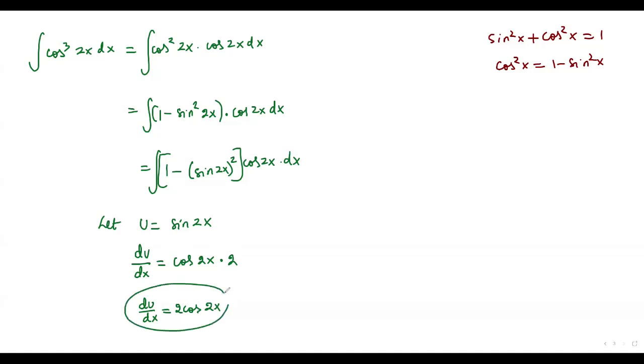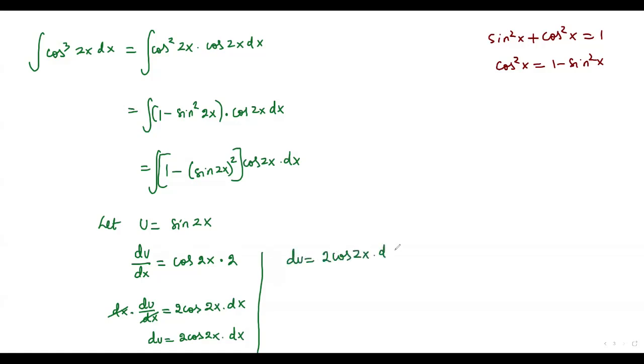Now to solve for du in this equation, I have to get rid of the denominator dx over here. For that, I have to multiply both sides by dx. Let me do it. So when I multiply both sides by dx, this dx will cancel out. I'm getting du equals 2 times cosine 2x times dx. Let me take the same equation over here. du equals 2 times cosine 2x times dx.